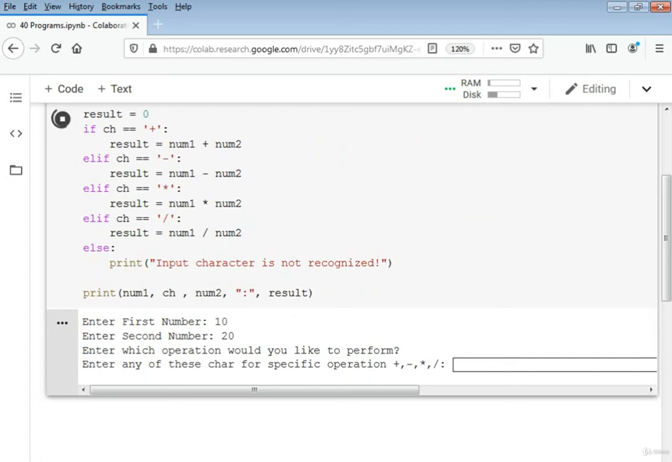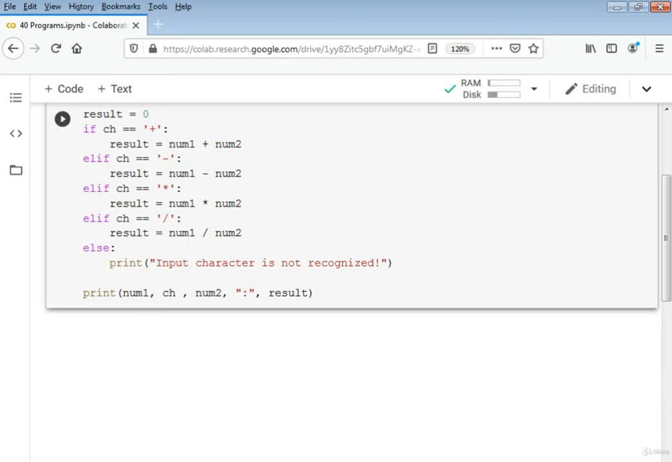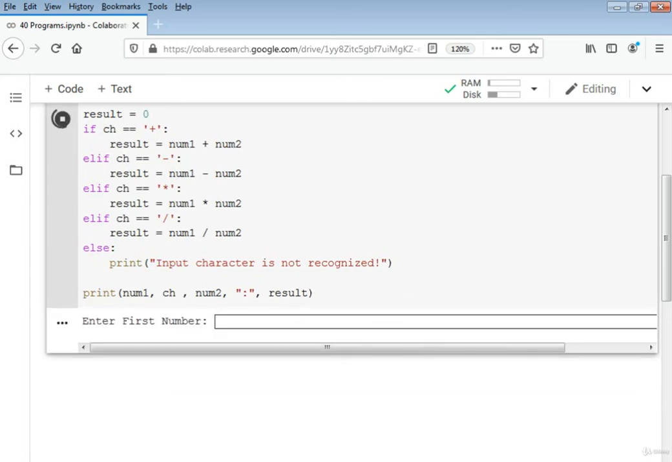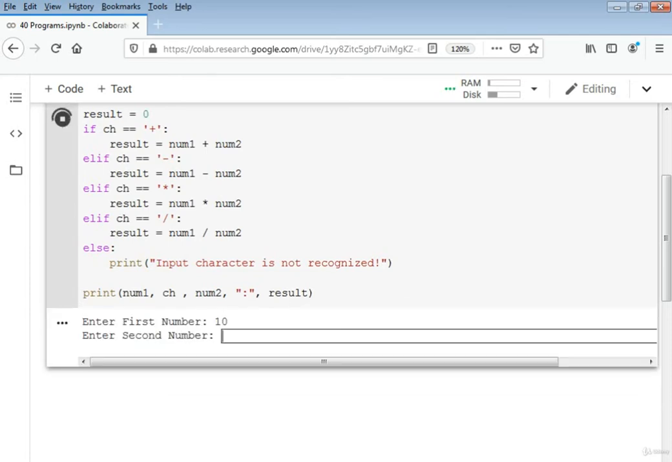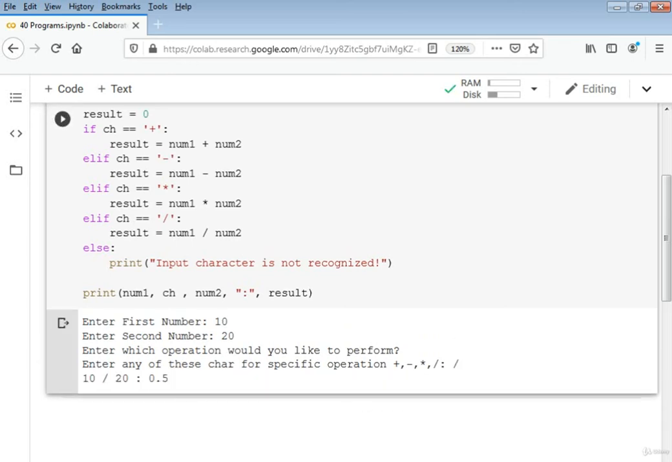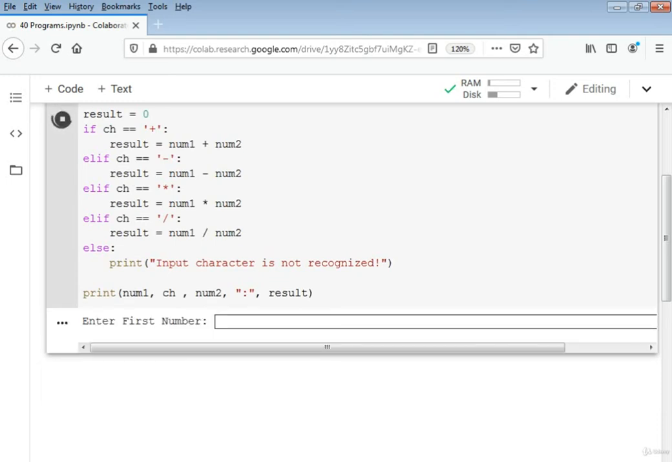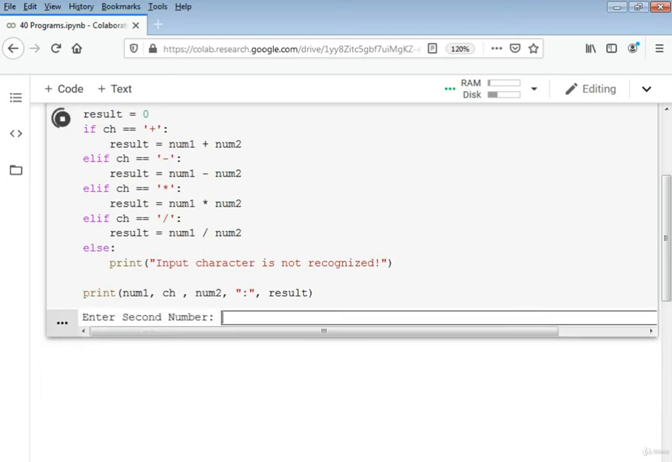So say I want to divide these numbers, but simply we will first add them. You see here that 10 plus 20 is equal to 30. We will execute it again and give number 10, then number 20, then we will give the choice of division. You see here that the answer is equal to 0.5. 10 divided by 20 is equal to 0.5.